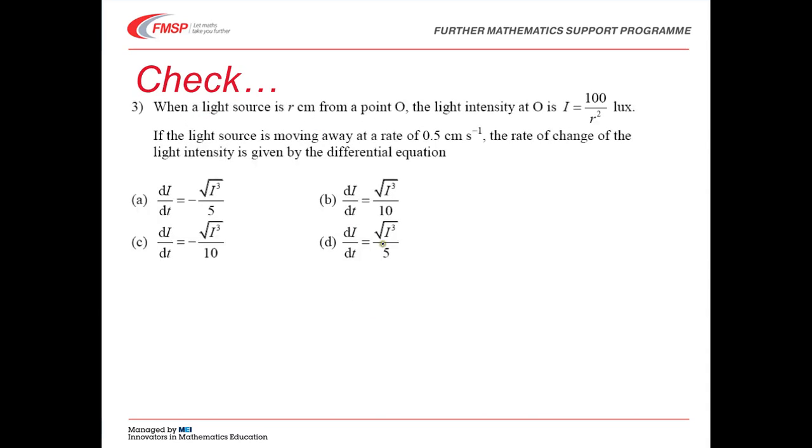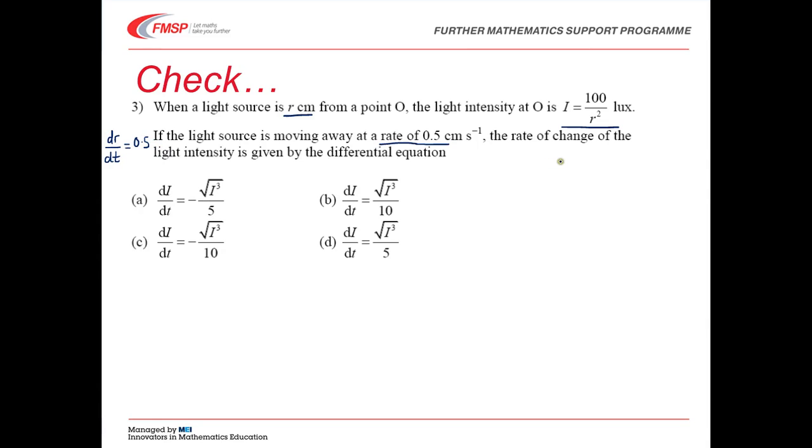Okay, try this one. Pause the video and have a go at it. Okay, this one's a bit more complicated. We've got a light source r centimetres from a point, and the light intensity is given by this equation I equals 100 over r squared. The light source is moving away at a rate of 0.5. So the light source was r centimetres away, so the rate of change of that distance, dr by dt, we're told is 0.5.